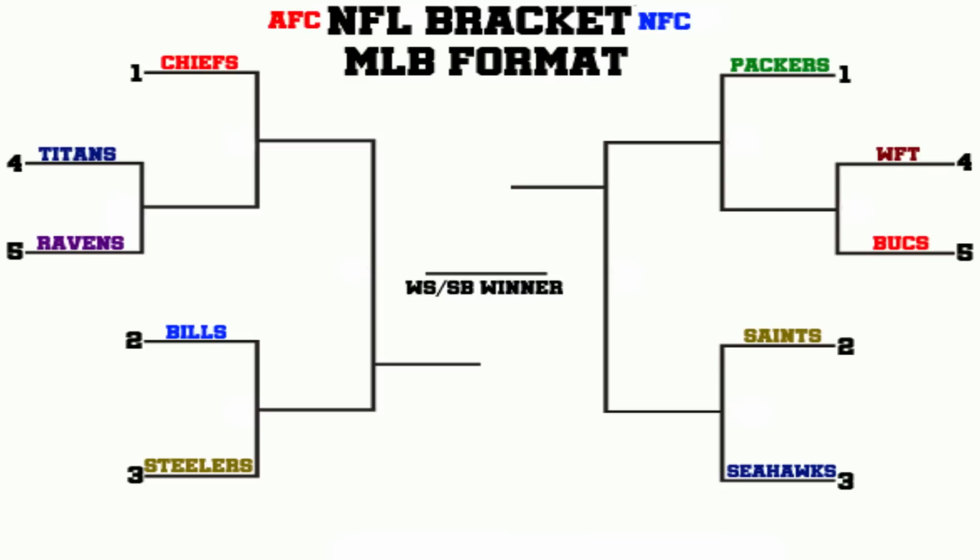You have the Titans versus Ravens, and then the Washington football team versus the Bucs, the 4 versus 5 seeds. Of course, you have the Chiefs and the Packers, the number 1 seeds, waiting to play the outcome of those games. And then you have the number 2 Bills, the number 3 Steelers, and then on the NFC, number 2 Saints, and number 3 Seahawks.